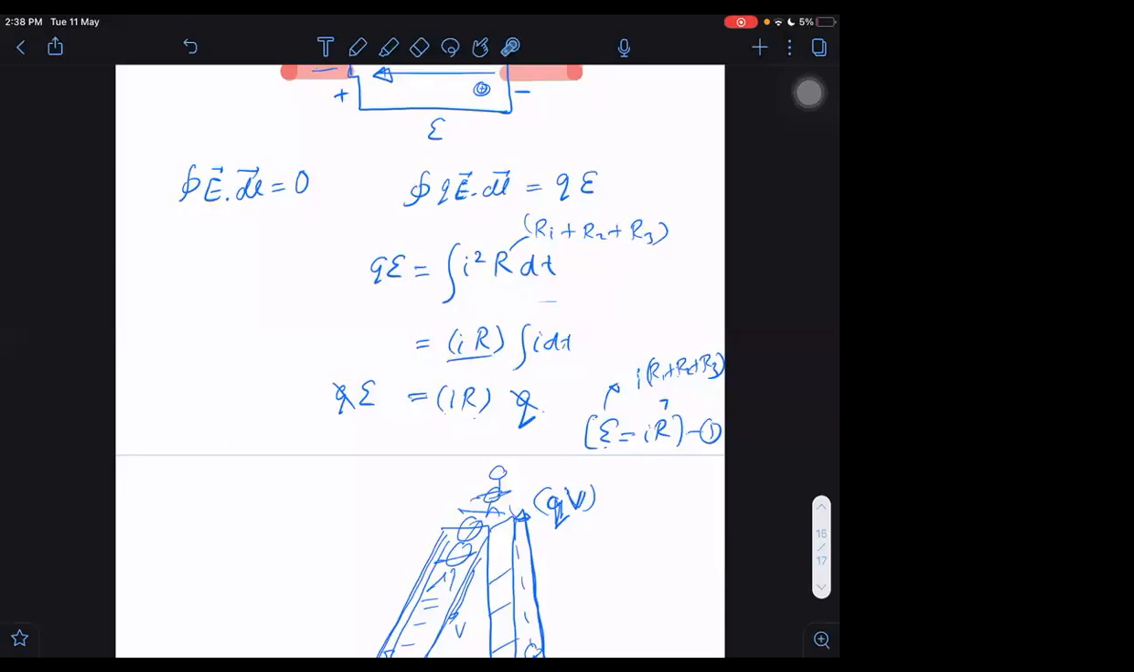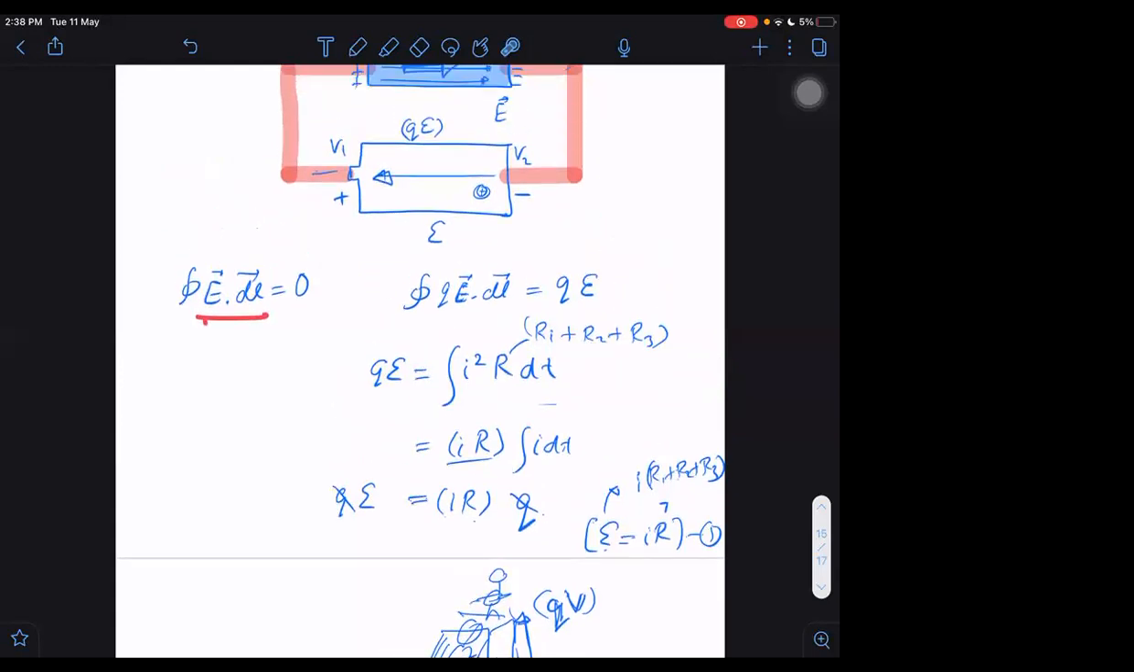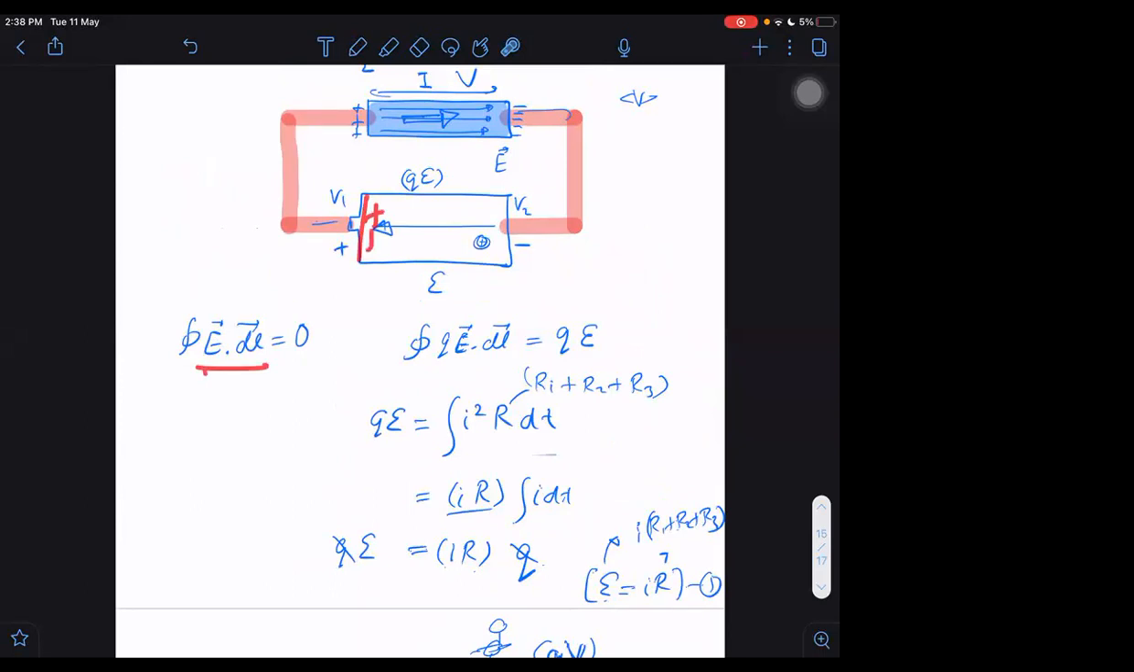This point I should make clear here. What is this equation referring to? Wait a second, my pen is not working properly. This equation will be valid only if I assume it to be positive here and negative here, and assume that inside also a field is existing which is in the opposite direction. Then E dot dl in the closed loop will be 0.